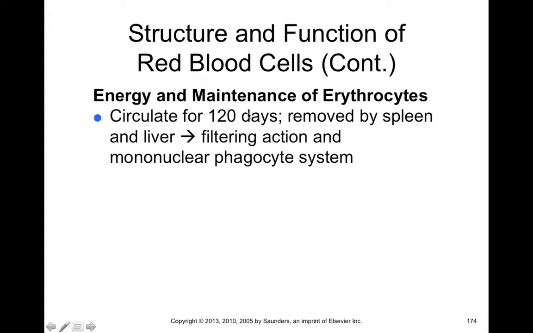It turns out that old, defective, damaged, or dead red blood cells, or erythrocytes, are removed by your spleen and liver. There's actually a filtering action here where mononuclear phagocytes, like Kupffer cells, that line the inside of blood vessels within your spleen and liver can sense whether a red blood cell is damaged or not. And if it encounters a damaged red blood cell, it will phagocytose and remove that from the bloodstream.